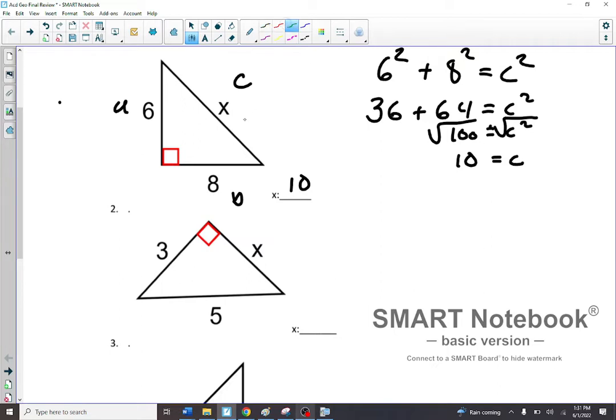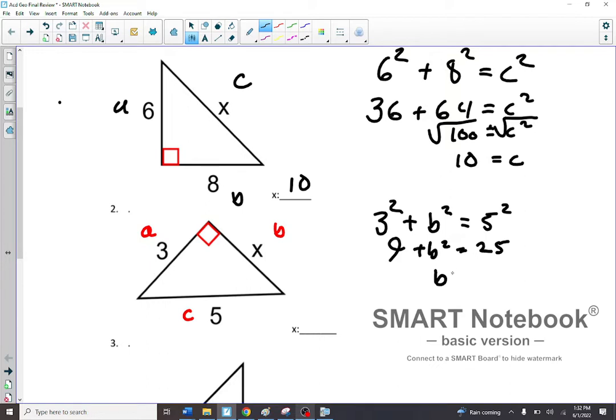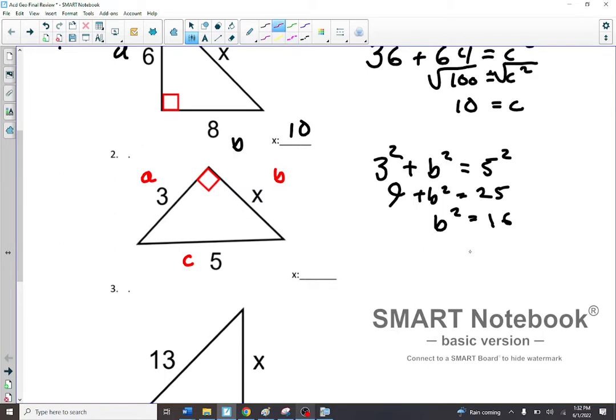3, 5. In this case, it's a little different: the variable is b. So we'll call it 3 squared plus b squared, you could put x squared, it doesn't matter, equals 5 squared. 9 plus b squared equals 25, that's fine. Minus 9 on both sides. b squared equals 16. No problem. And then you have to square root both sides. Don't forget, I'm going to leave 16 as a multiple choice answer. So the square root of 16 is 4. So it's going to be 4.